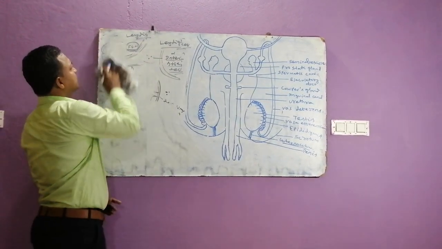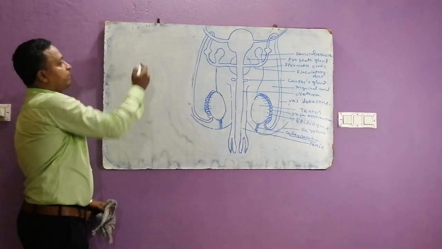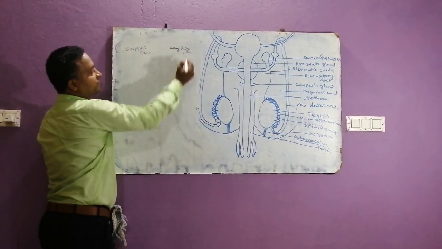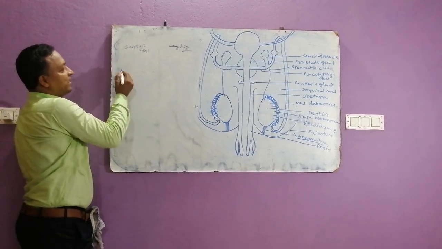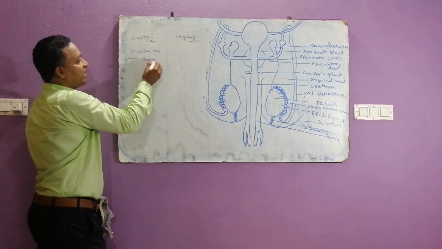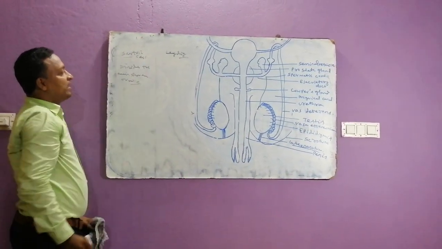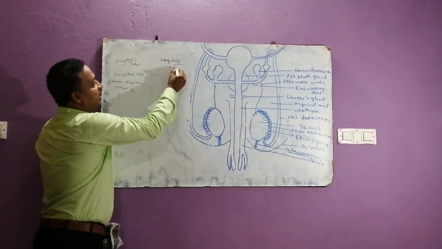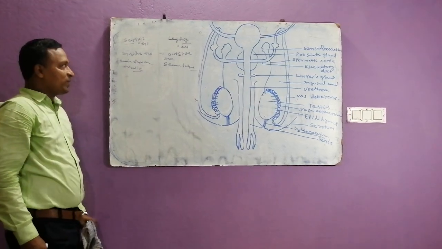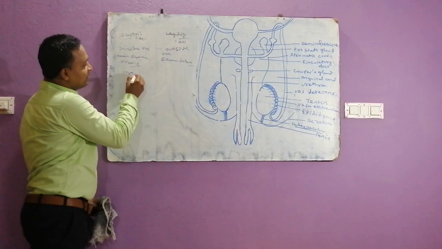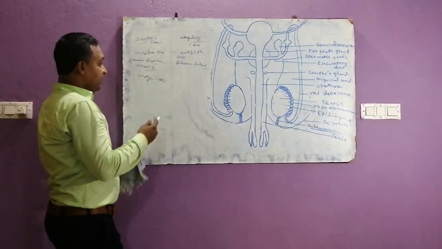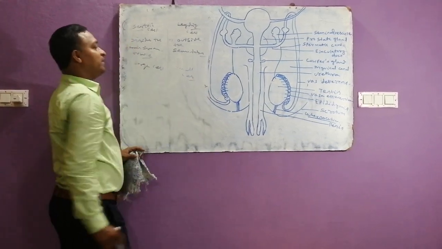Let us talk about a small difference that is commonly asked in the exam: the difference between Sertoli cell and Leydig cell. Sertoli cell is found inside the seminiferous tubule, whereas Leydig cell is found outside the seminiferous tubule. Sertoli cell is a large cell, whereas Leydig cell is a small cell.